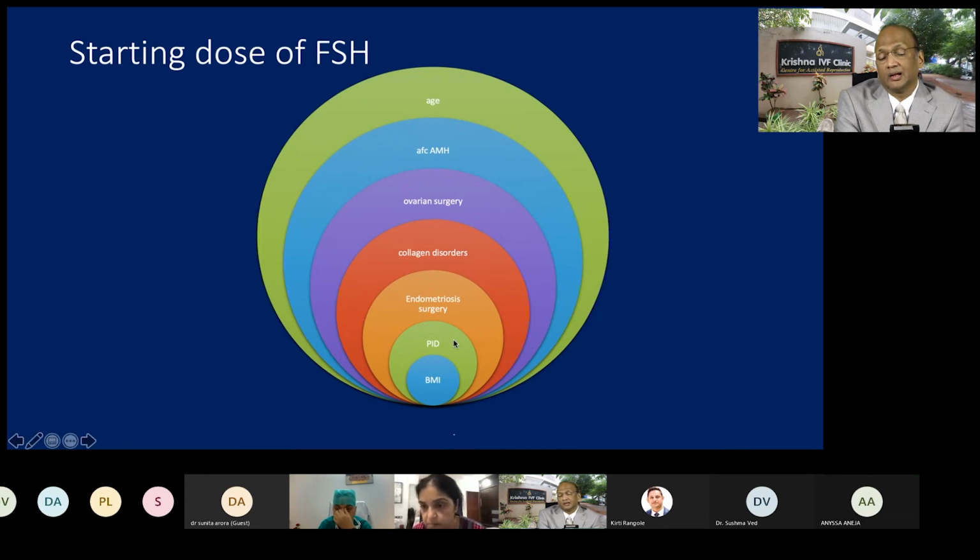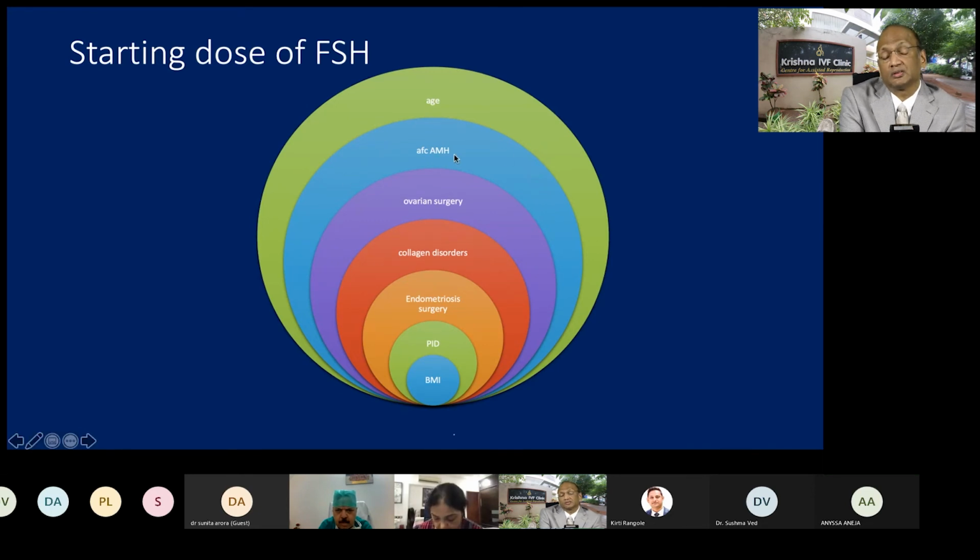The second is severe pelvic inflammatory disease or the frozen pelvis. The third is the endometrioma and endometriotic surgery. The fourth is the collagen disorders. The fifth is recurrent ovarian surgery.